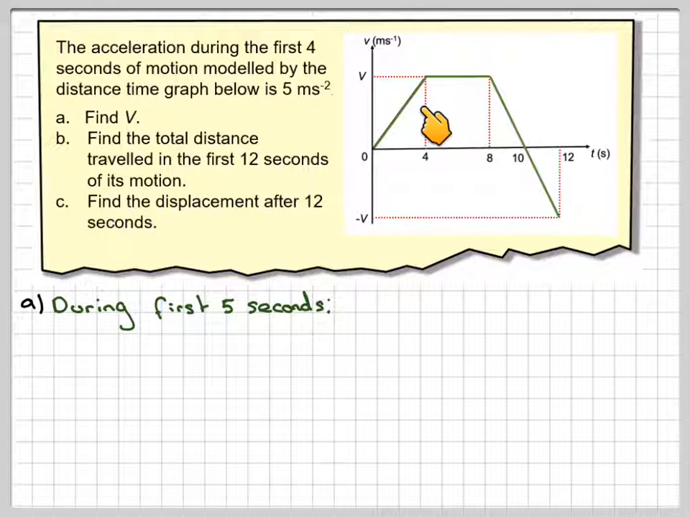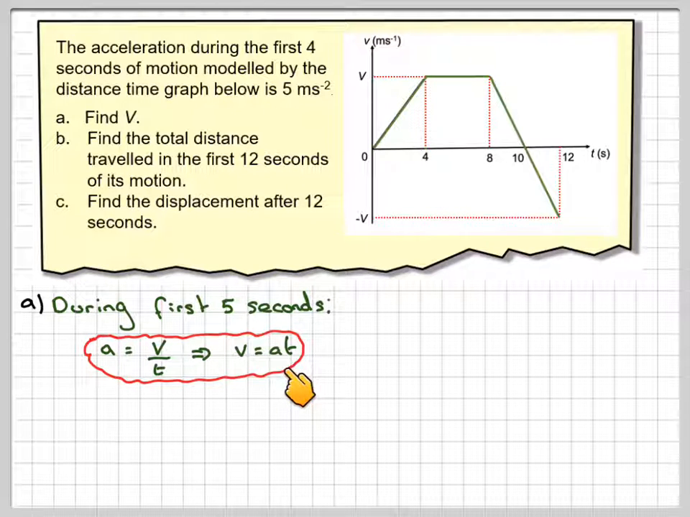So in order to find v, we have to use the gradient of the graph here. The gradient of the graph represents acceleration, and acceleration is velocity divided by time. So that will be v divided by 4, and therefore v will be equal to at. Therefore v is just going to be 5 times 4. The acceleration is 5 and the time is 4, which gives 20 meters per second.